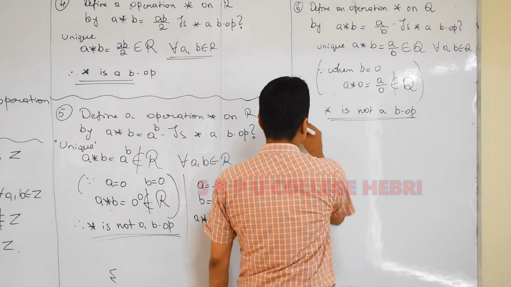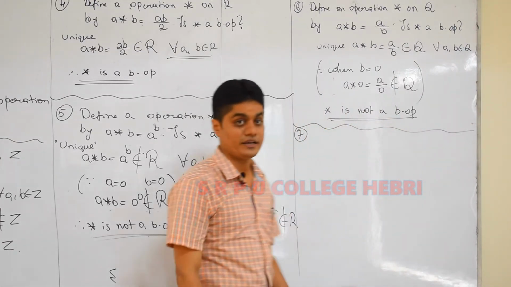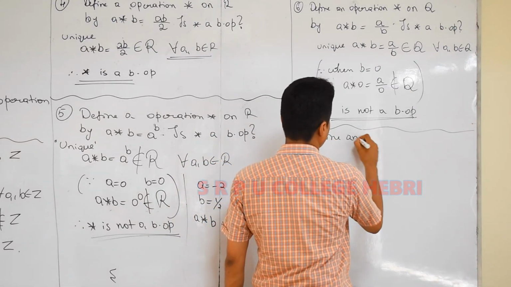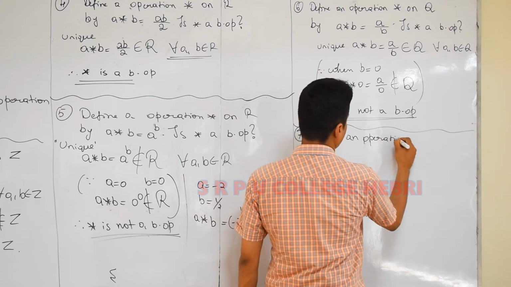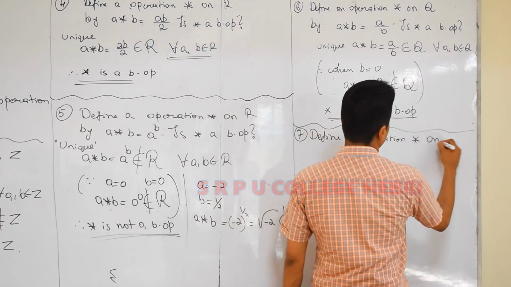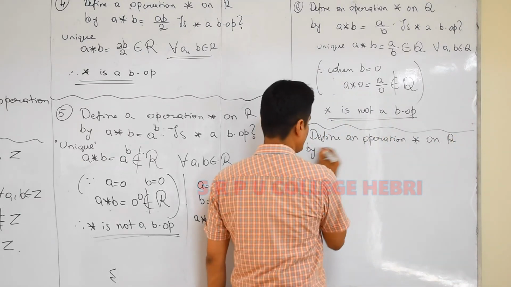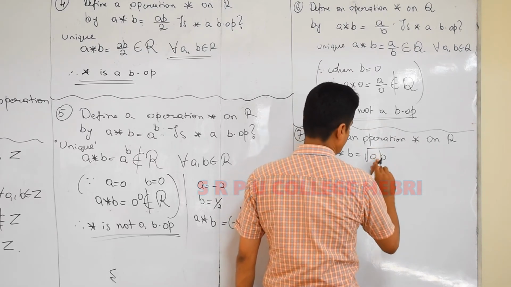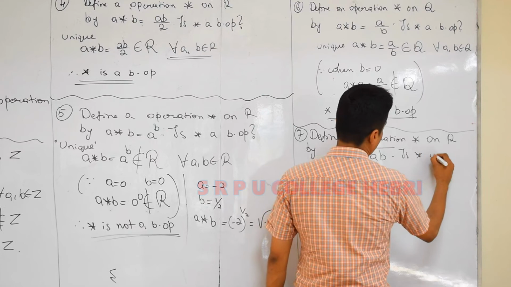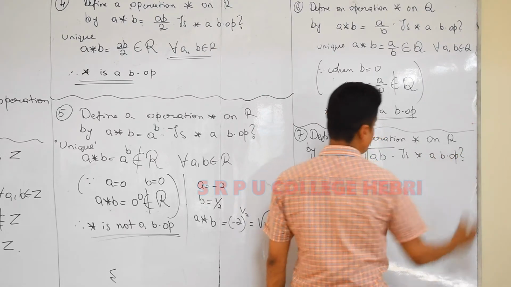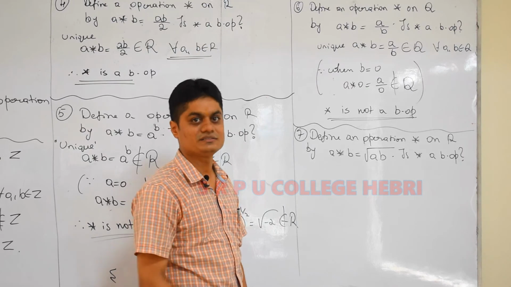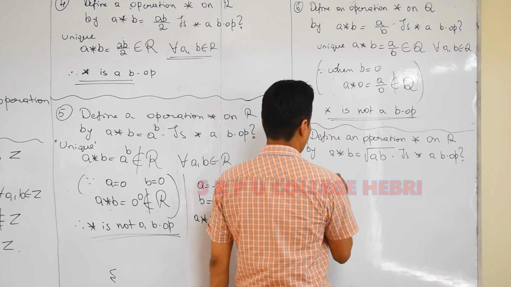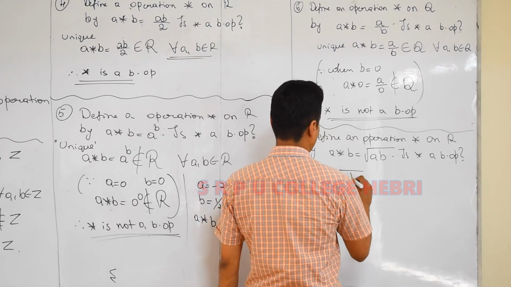So, a last example to make this work perfect. I'll take one more example. Define an operation star on real numbers by a star b is equal to root of ab. Is star a binary operation? Can you tell me? You can answer easily, give it a try. Maybe your answer is that it is not a binary operation.